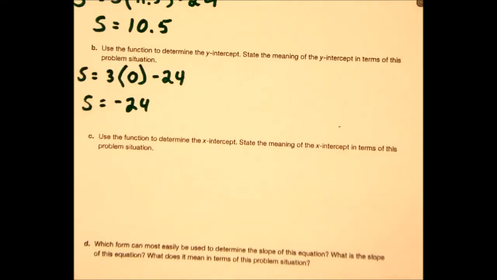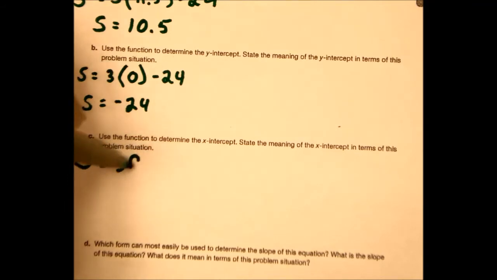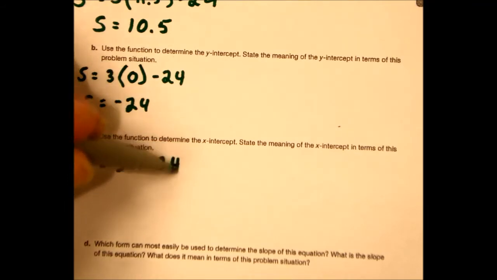All right, the next one says, use the function to determine the x-intercept, and then state the meaning of that. Okay, so our x-intercept is where we turn around and put a 0 in for y.